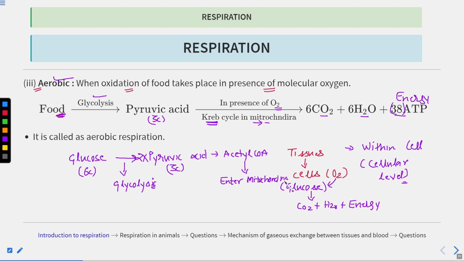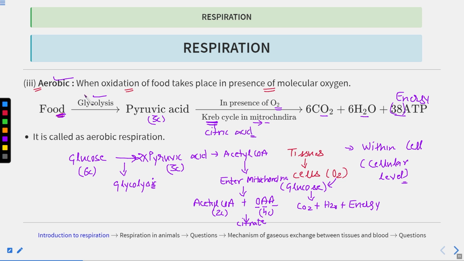Okay. And then in mitochondria, what is happening? This acetyl coenzyme A then combines with a 4-carbon compound known as oxaloacetic acid. Here we have 2 carbons. And then what is formed in the end? Citrate. Citrate or citric acid is formed. That's why Krebs cycle is also known as the citric acid cycle.